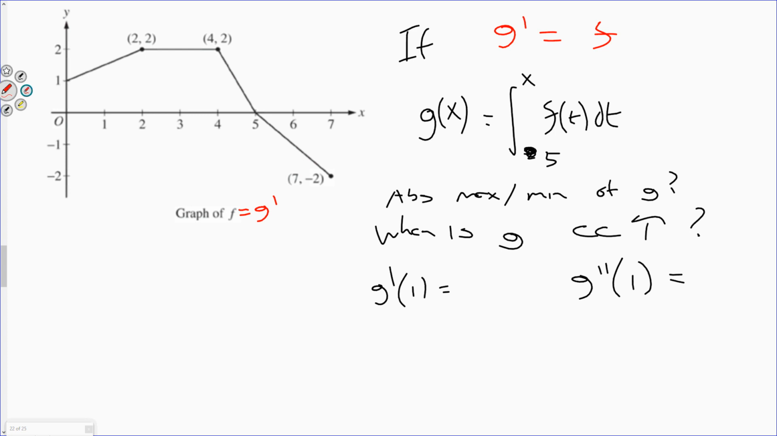Another good place to start is paying attention to that number. That's going to help you. That gives us our initial point. It's not going to affect the derivative. Everything's going to be fine.